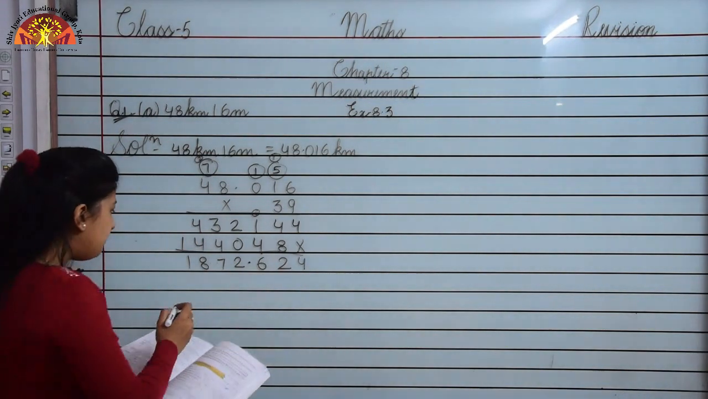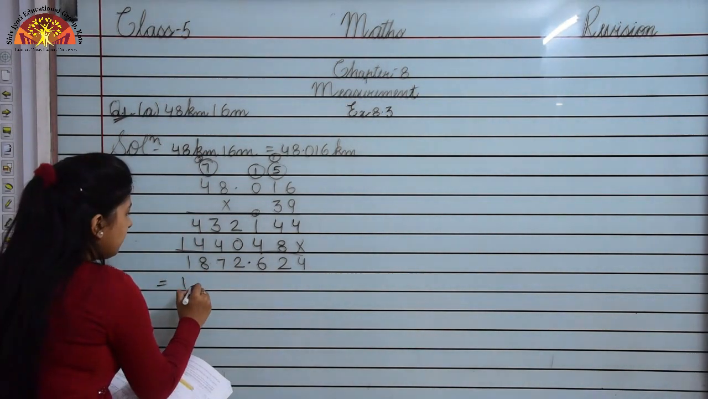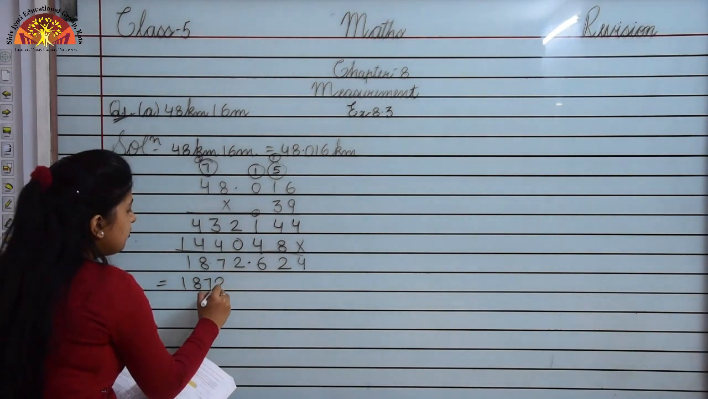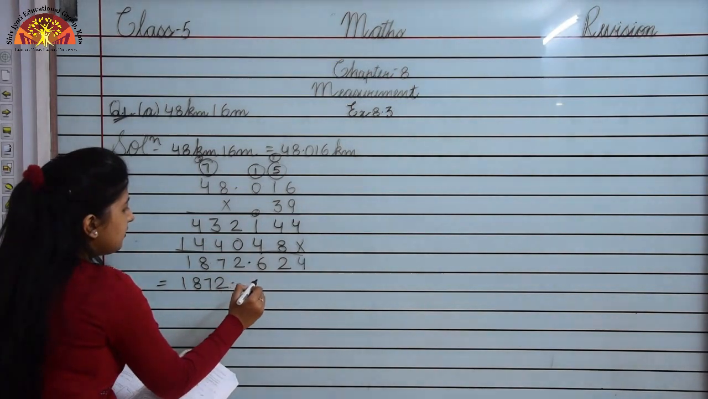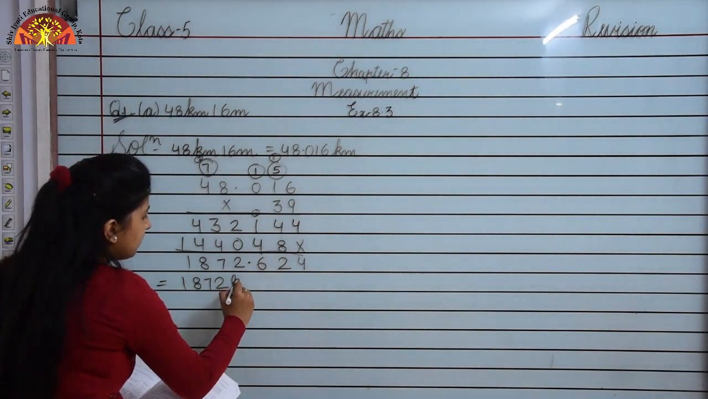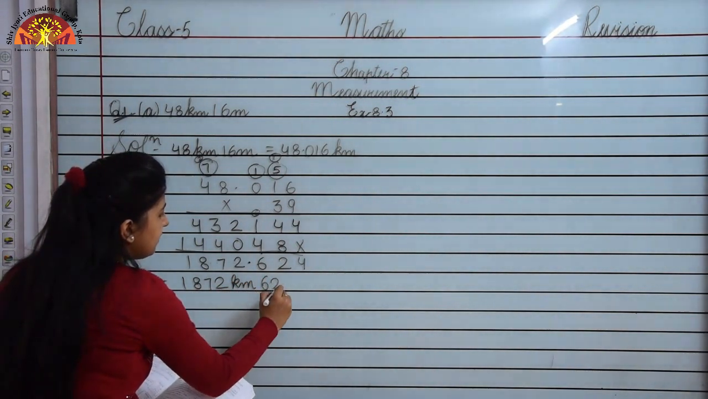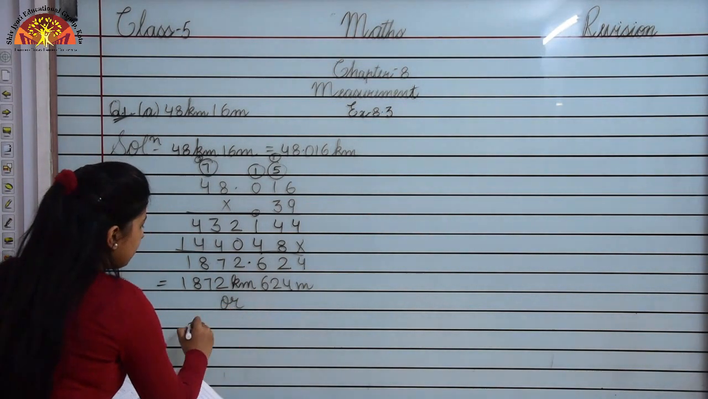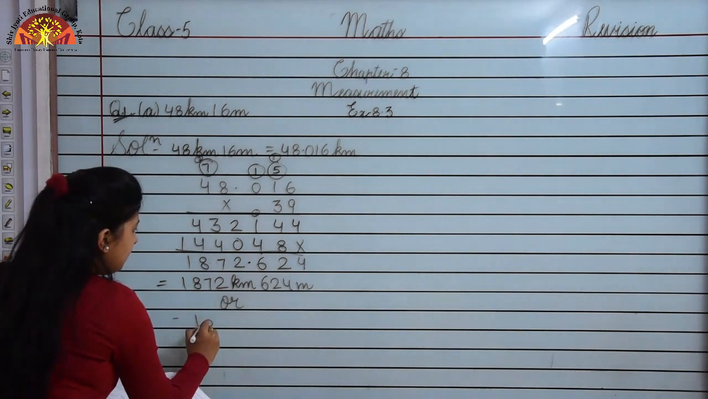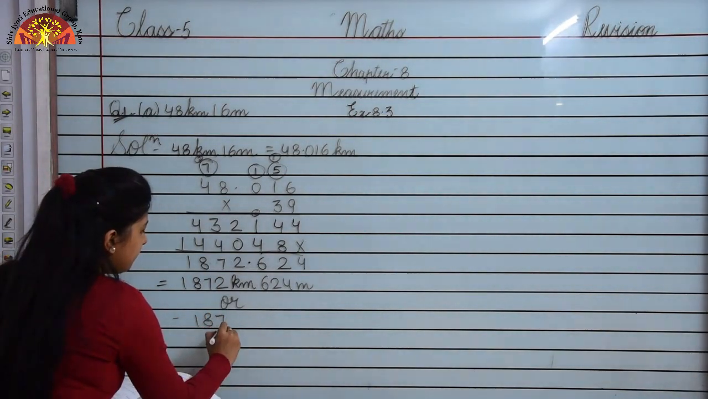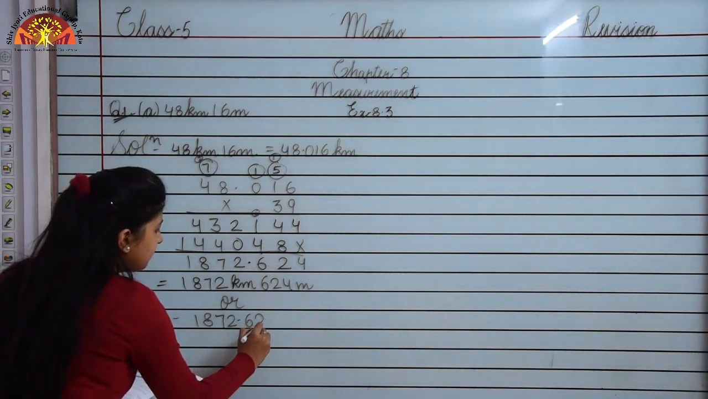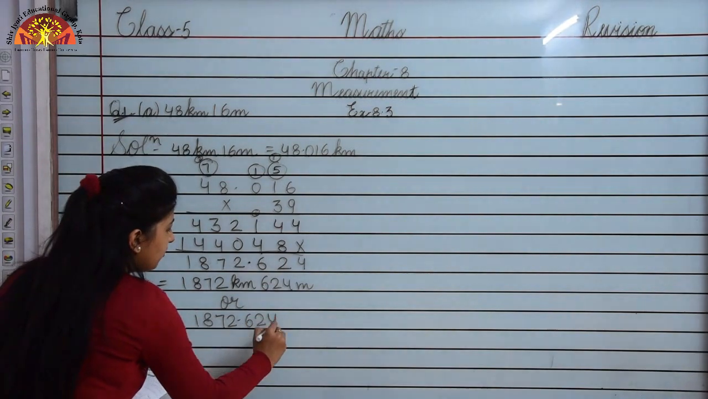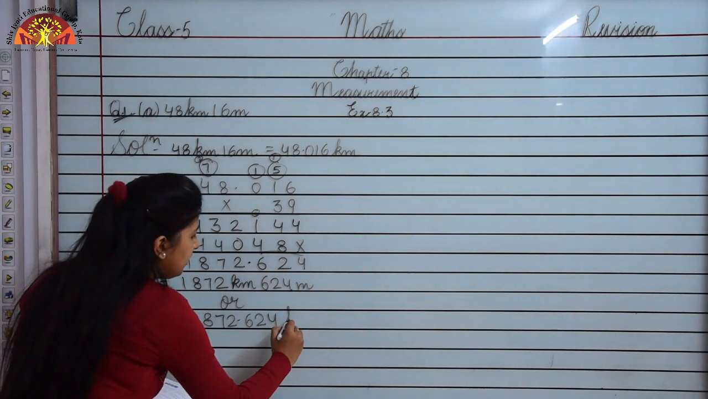So our answer will be 1872 kilometer 624 meter, or we can write 1872.624 kilometer.